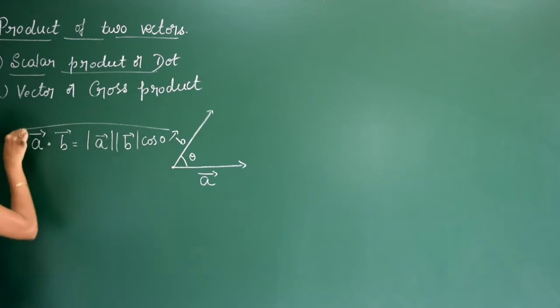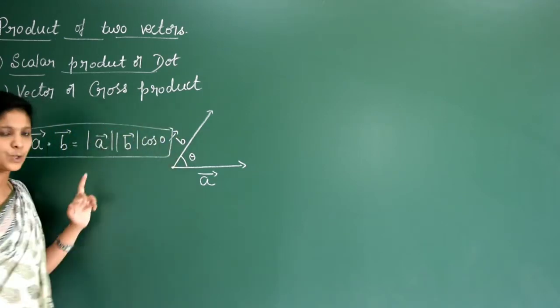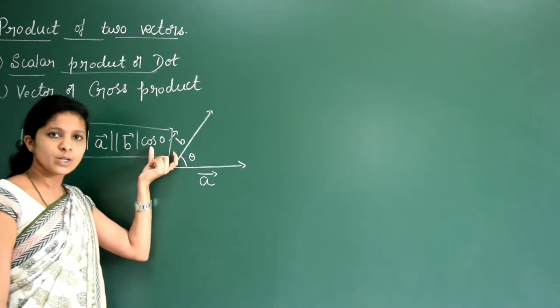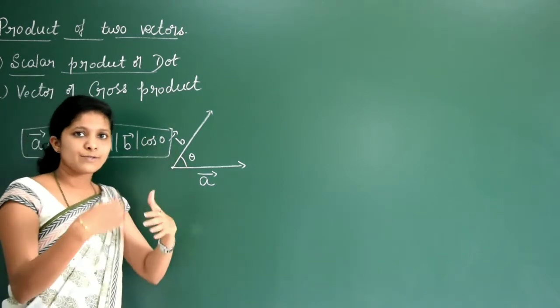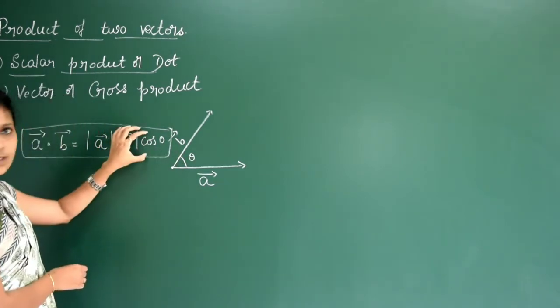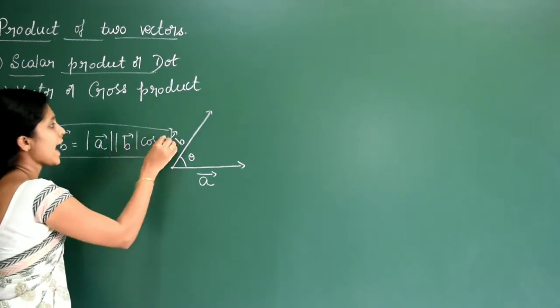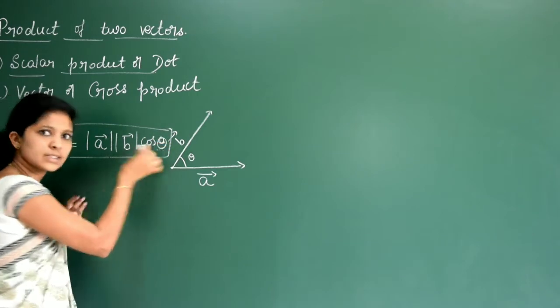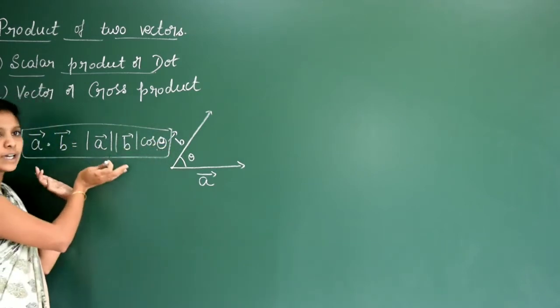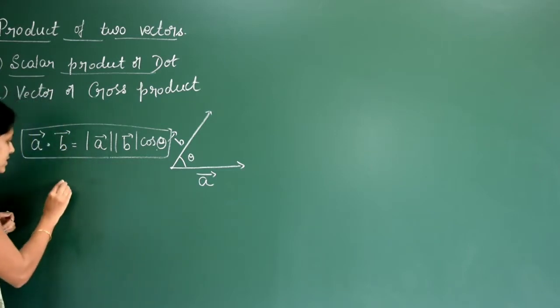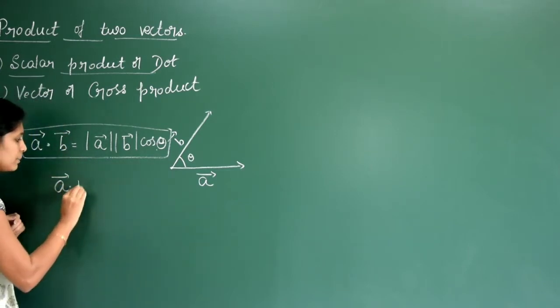Is it clear? A vector dot B vector is equal to magnitude of A vector, magnitude of B vector into cos theta. But while finding the dot product, we will not use this formula. Directly we can find the scalar product. But to find the angle, to find the cos theta, we need to use this formula. Okay, remember this one.